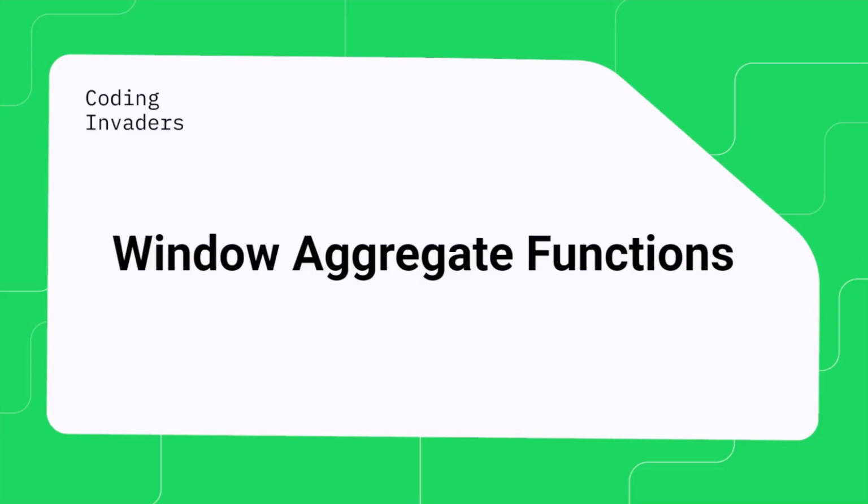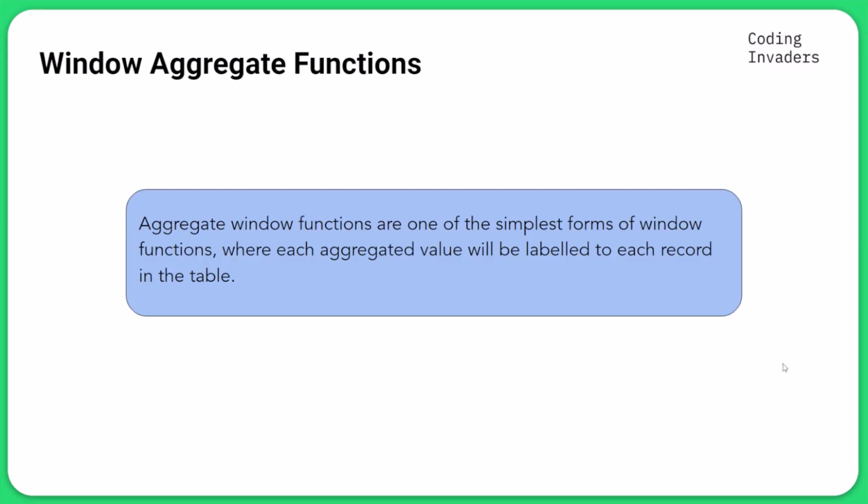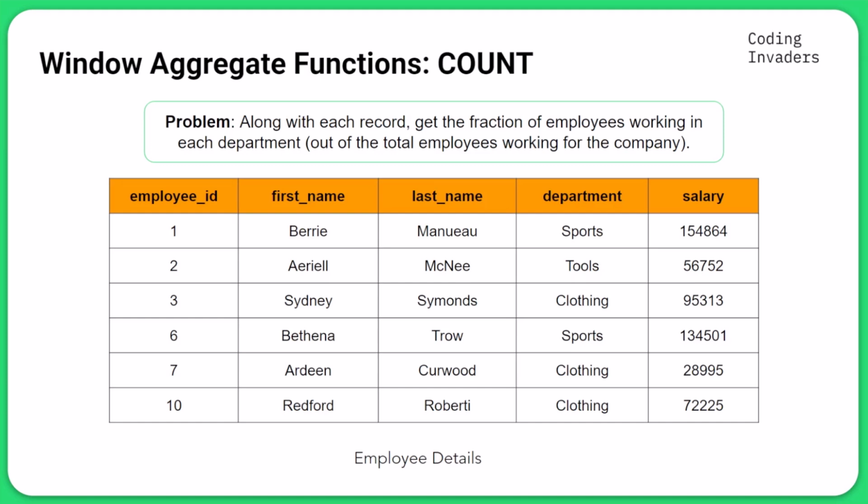In this lesson, we will learn about window aggregate functions. Aggregate functions are one of the simplest forms of window functions, where each aggregated value will be labeled to a record in the table. Let's try to understand this with an example. Let's say we have the employees detail table. We are already familiar with this table. I have copied over a small subset of data here.